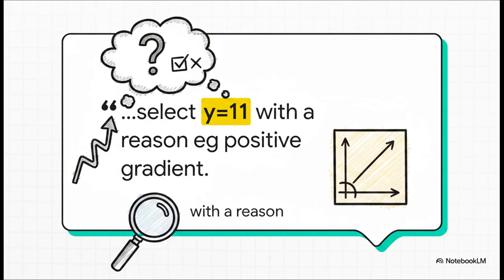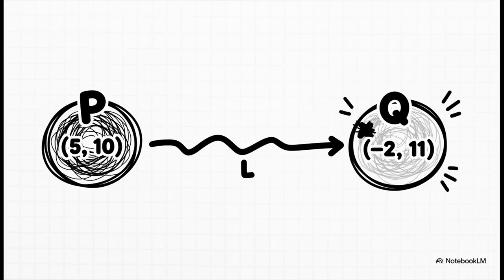Okay, now this part is really interesting. To get the third mark, the scheme says you must select y equals 11, and you have to give a reason. And the suggested reason? That positive gradient clue from the original question? Let's lock that in for now and just see where this takes us. So we're following the mark scheme to the letter. We select y equals 11. That means we now have the full coordinates for point Q.